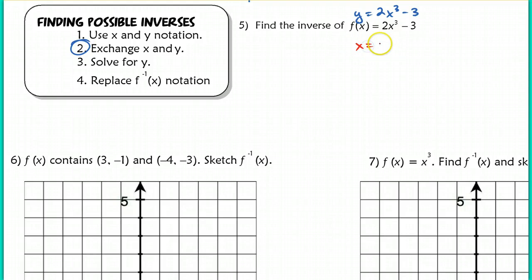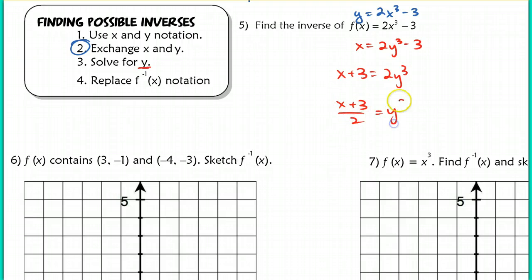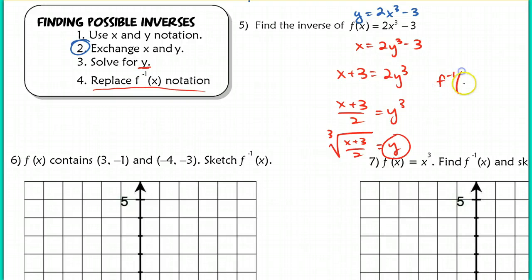So I'm going to make this now this function here. My goal is to solve for y. So I'm going to add the 3 over. I'm going to divide now by 2. And then I'm going to cube root both sides. This is my inverse function. Now instead of leaving this as y though, make sure you replace it with f inverse notation. So this is now f inverse of x equaling the cube root of x plus 3 over 2.